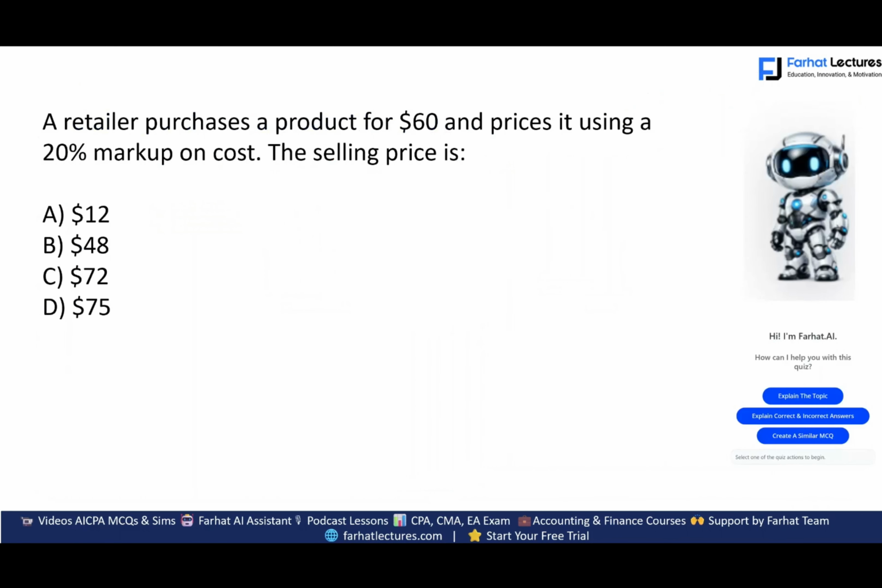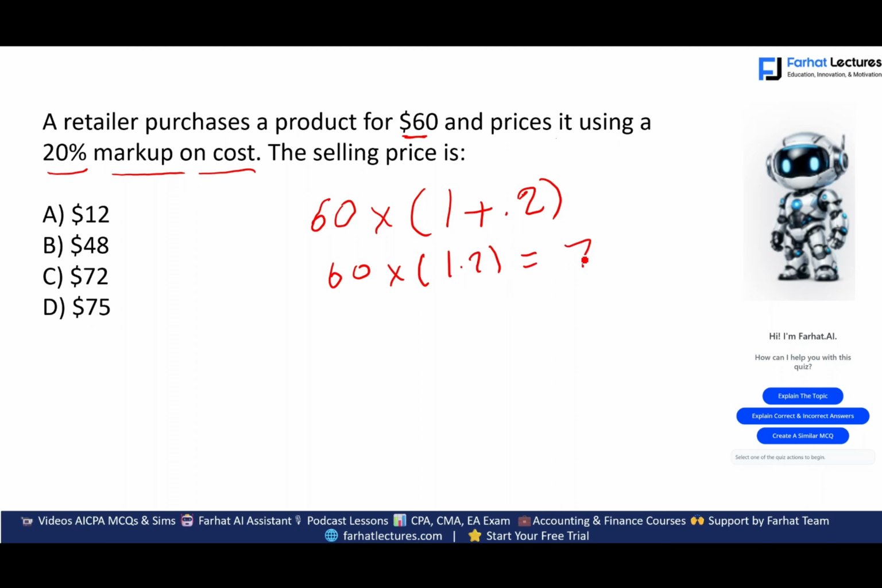Let's take a look at this multiple choice question from farhatlectures.com. A retailer purchases a product for $60 and prices it using a 20% markup on cost. The selling price is how much? Remember what I told you about markup on cost. It's like you having money invested in a bank account. $60 times 1 plus your markup on cost. $60 times 1.2 will give us $72. Therefore, markup on cost, $72.